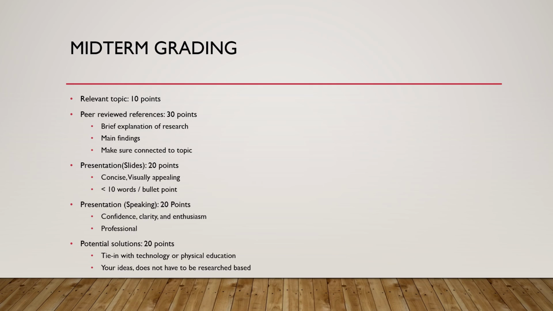And then the potential solutions, 20 points. Make sure it ties in with technology and/or physical education. It doesn't have to be both. I'm okay with that. And what are your ideas? What are your ideas on these potential solutions? It doesn't have to come from the research. It doesn't have to be based in research. I want you to give us some potential solutions. At the end of the day, that's where research starts, just thinking what could potentially fix a problem.